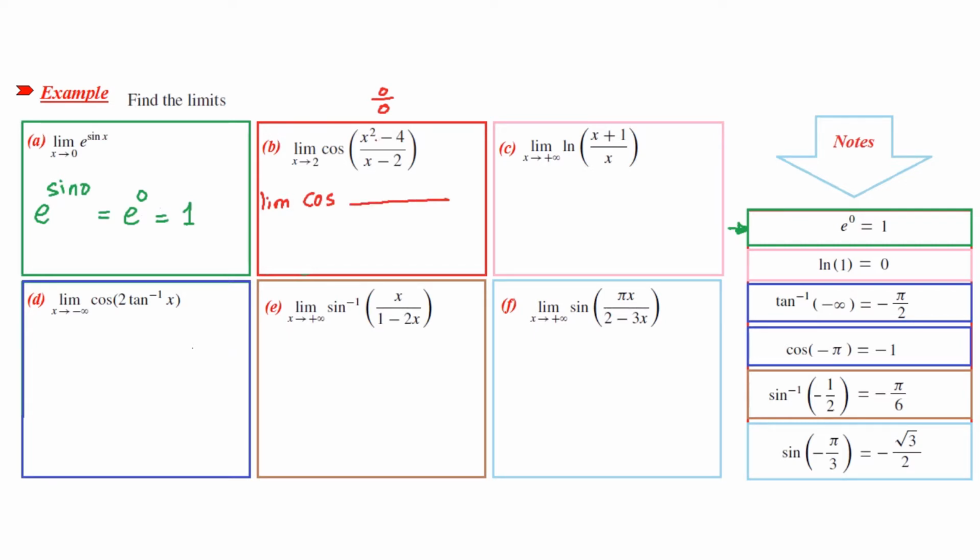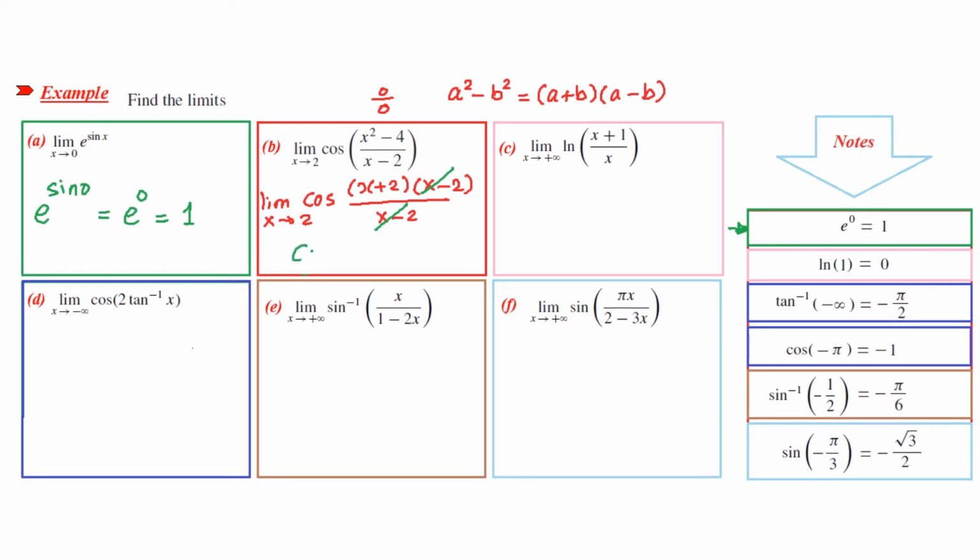We can factorize x squared minus 4 because, as you know, a squared minus b squared equals a plus b multiplied by a minus b, and we can write 4 as 2 squared. So we have x squared minus 2 squared, which equals (x plus 2) multiplied by (x minus 2) divided by (x minus 2) when x goes to 2. Now you can simplify by canceling x minus 2 with x minus 2, and you have to plug in the value of x inside the angle.